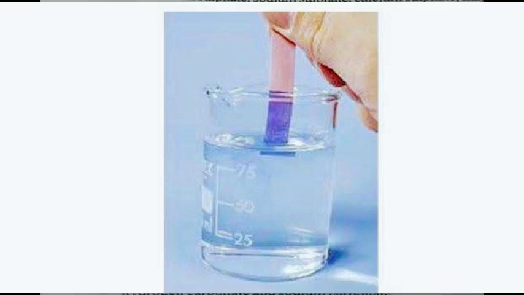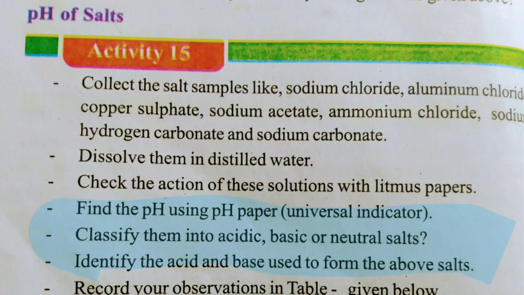Take sodium chloride, ammonium chloride, aluminum chloride, sodium acetate, sodium hydrogen carbonate, etc. in little quantities, and dissolve them in distilled water in different test tubes. That means prepare the salt solutions and test with the litmus papers or with the universal indicator.